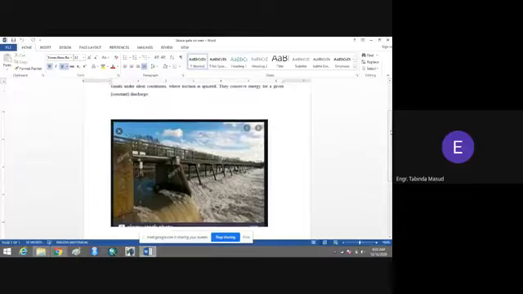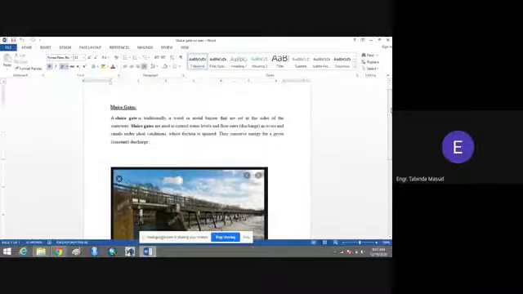That's why these are known as control structures. Remember, weirs and venturi flumes are not the only control structures, sluice gates are also control structures. Here it is written that a sluice gate is traditionally a wood or metal barrier that is set in the sides of the waterway. They are used to control water levels and the flow rate. Controlling water levels means raising the level of water, and when you do not need to raise it, the gates are opened to allow water to flow towards the downstream side. They are also used to control the discharge.